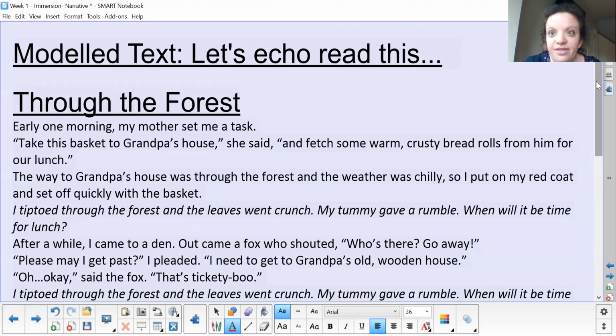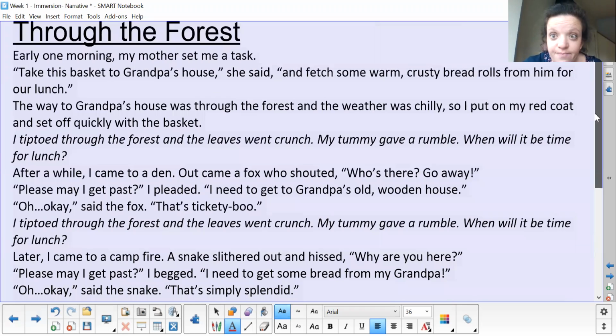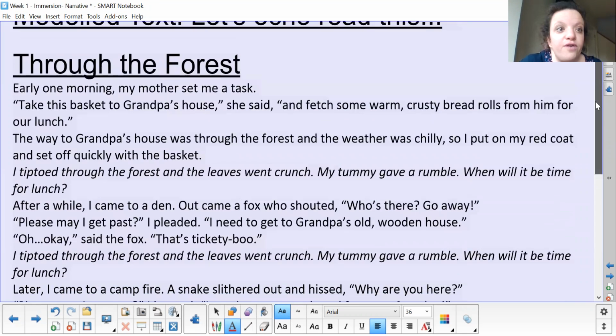Okay, let's read it together. You can either read along with me or you can listen to me. It's up to you today. It's a bit harder than what we'd normally do in class with actions and things like that. So the story is called Through the Forest.